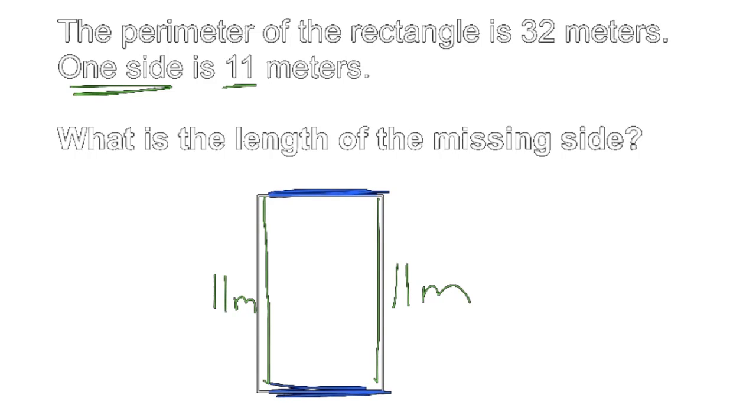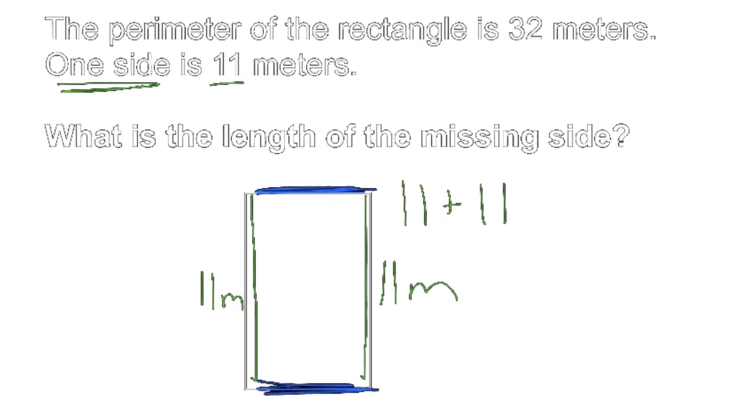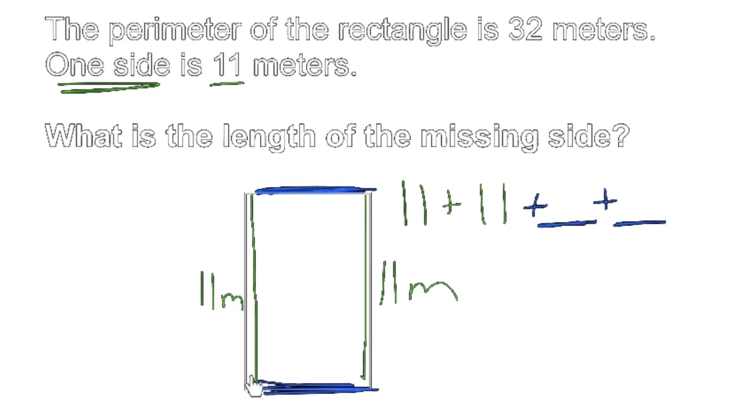Well, again, we know we have a perimeter of 32 meters. We're told right here the perimeter is 32 meters. So the question is, 11 plus 11 for these two sides, plus some mystery number, and then plus that same mystery number, because these two sides are equal, has to give us a total of 32, because 32 is the total distance around the outside.